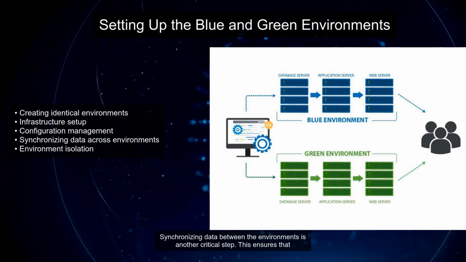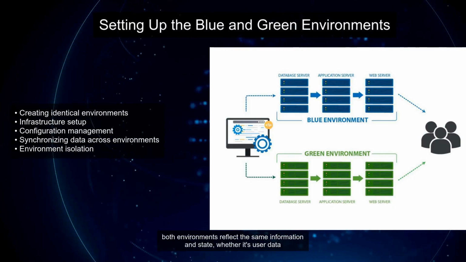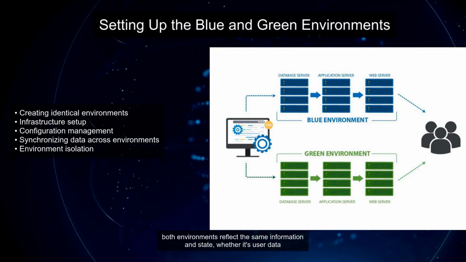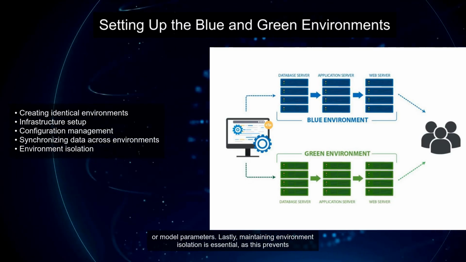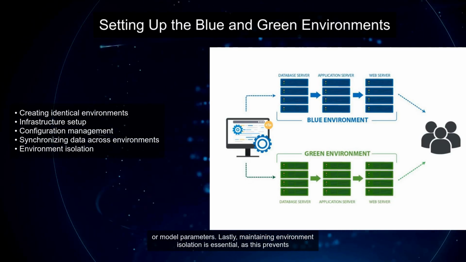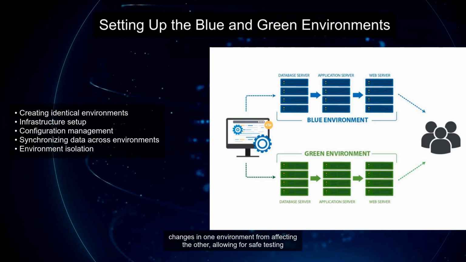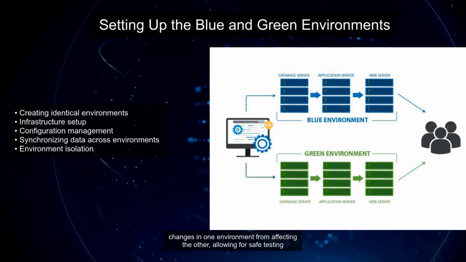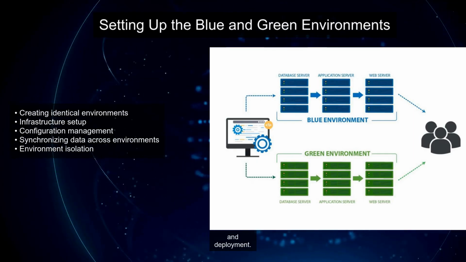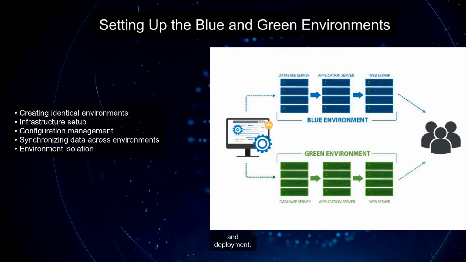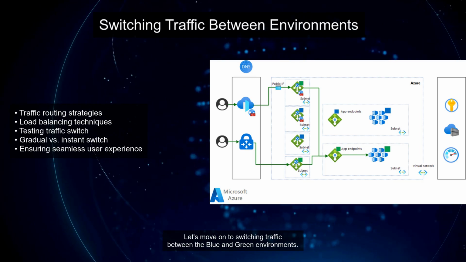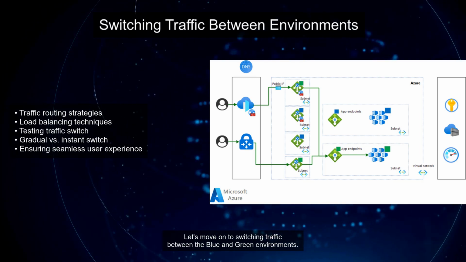Synchronizing data between the environments is another critical step. This ensures that both environments reflect the same information and state, whether it's user data or model parameters. Lastly, maintaining environment isolation is essential, as this prevents changes in one environment from affecting the other, allowing for safe testing and deployment. Let's move on to switching traffic between the blue and green environments.